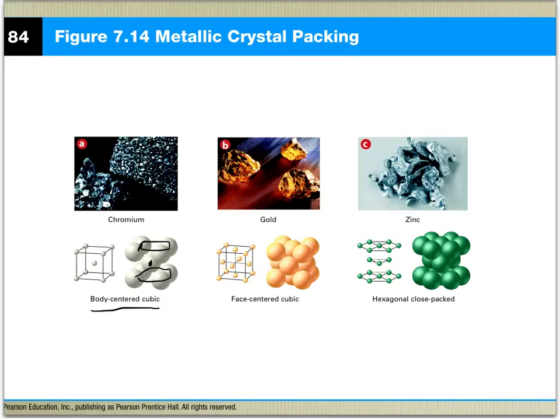Face-centered, you can see that this is arranged a little bit differently. You don't have one in the middle. If you look at this layer here, you've got 5, and then you've got 4, and then you've got 5, is how it goes if you're going from the one closest to us to the ones going to the back.